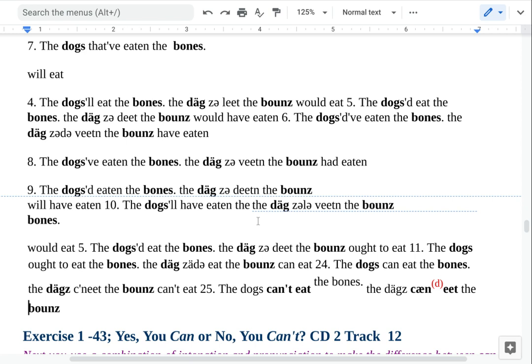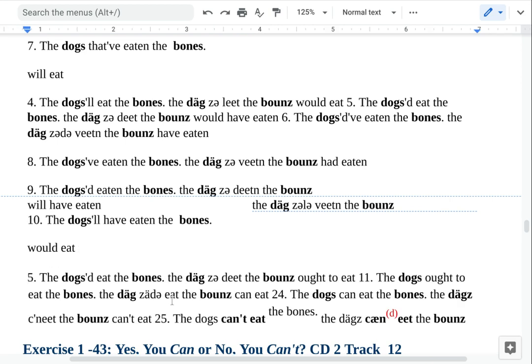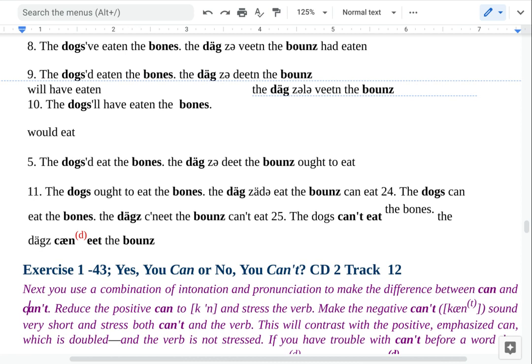5. The dogs that eat the bones. 11. The dogs ought to eat the bones. 24. The dogs can eat the bones. 25. The dogs can't eat the bones.